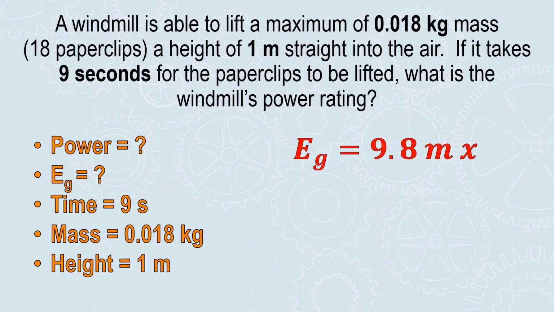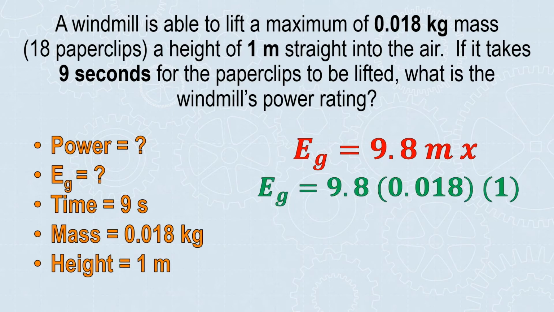Here's our basic gravitational potential energy formula: 9.8, the gravitational force constant of Earth, times the mass of the object, in this case the paperclips, times x, the height, the distance that the paperclips were displaced. I write out my formula so I can substitute in directly below. 9.8 remains 9.8. The mass is 0.018, or about 1 gram per 18 paperclips. It traveled 1 meter straight up.